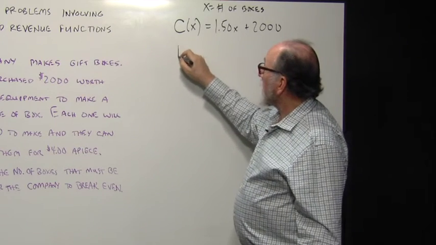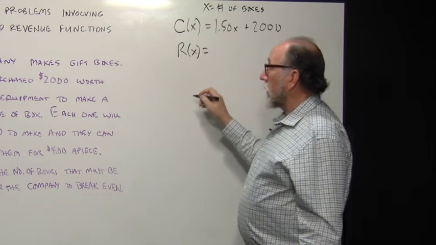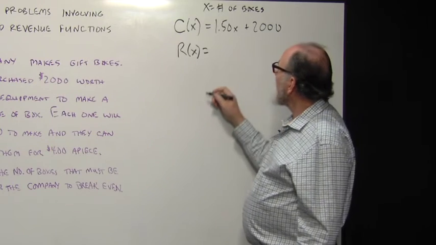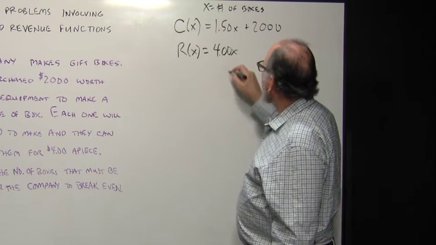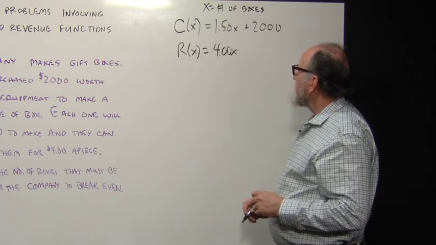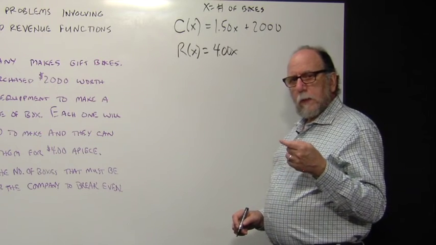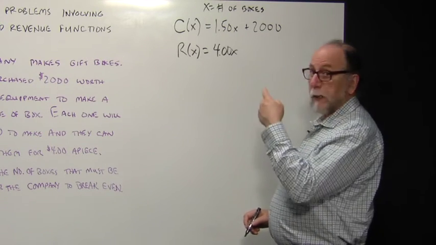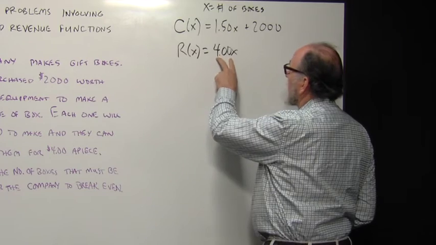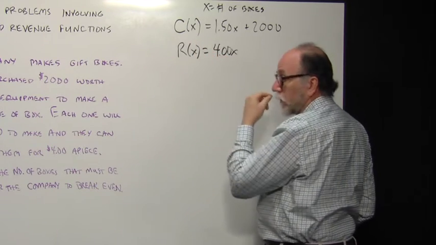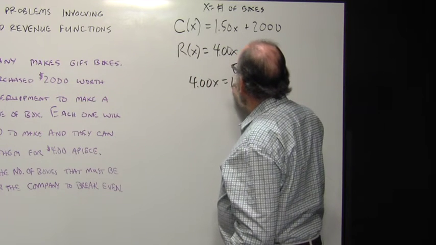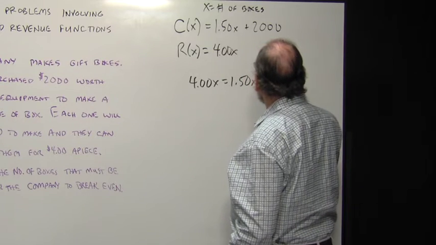The revenue for those boxes, R of x, well, if you look over what you just wrote, it says they sell for $4 a piece. So that would be $4 times x. You could write that without the zeros if you like. 4x is fine. So the way to solve this pair of equations, this system of equations, is to substitute R of x for C of x. They're equal when we break even. So $4 times x equals $1.50x plus 2,000.